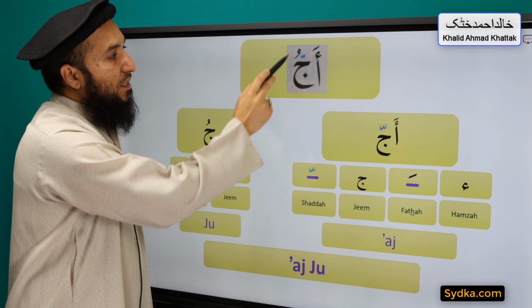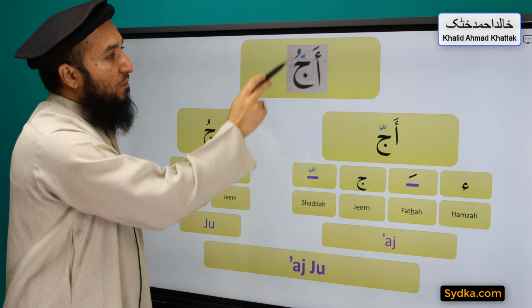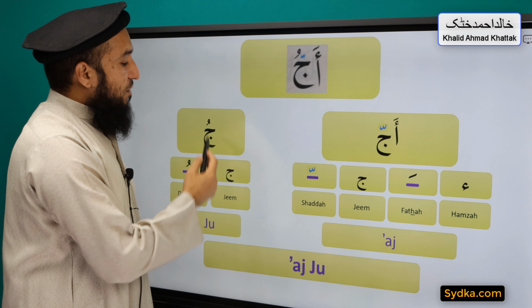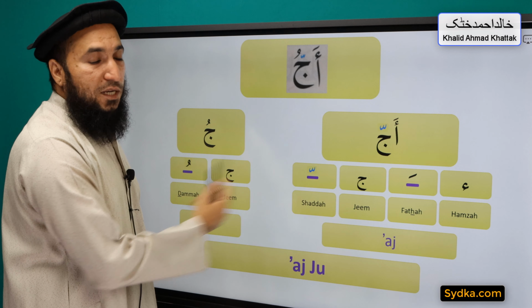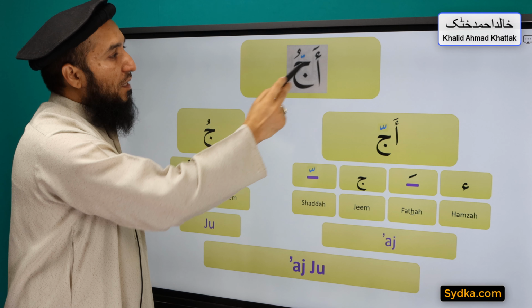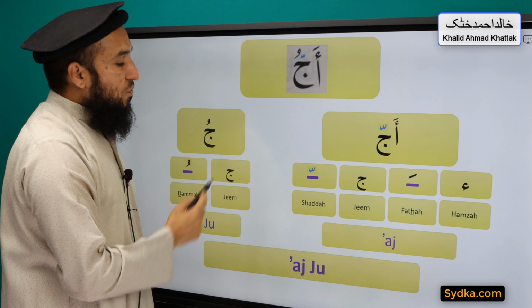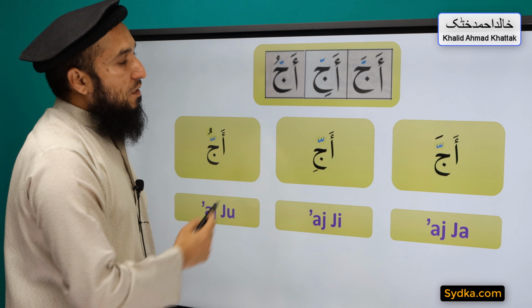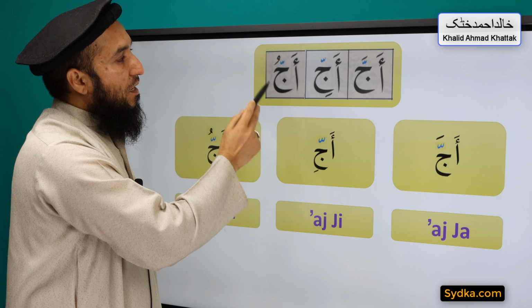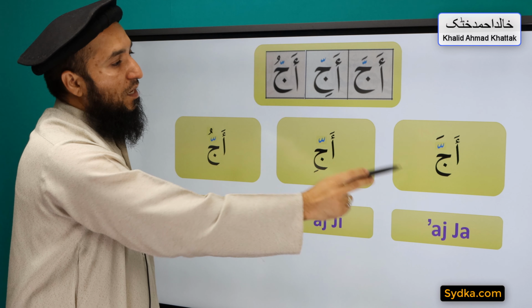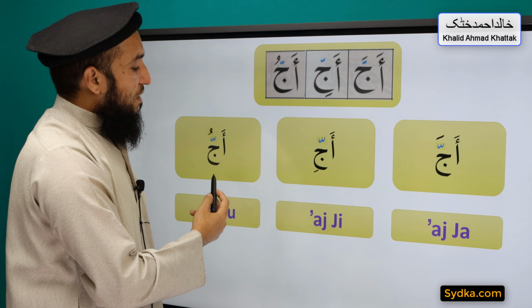Jim is a light letter, it has Dhamma on top of it and it is prolonged for one count. Jim Dhamma Ju. Combining both syllables together we have Ajju, Ajju. Ajja, Ajji, Ajju.